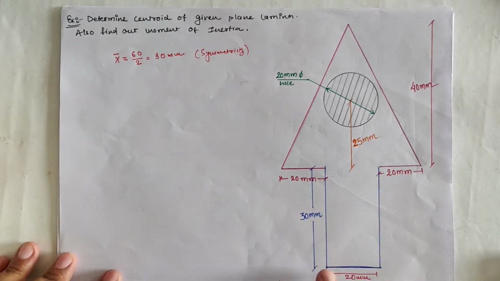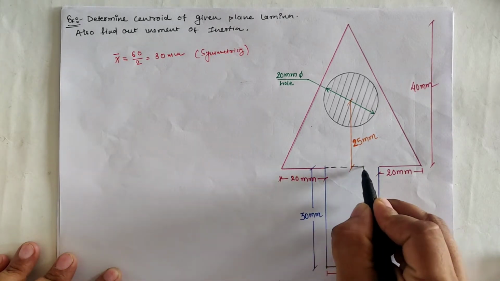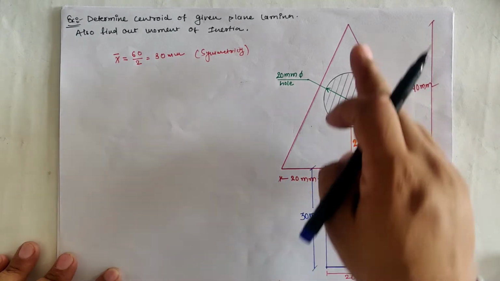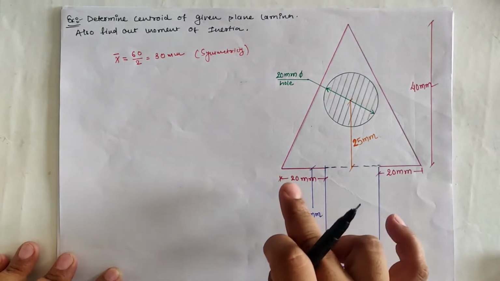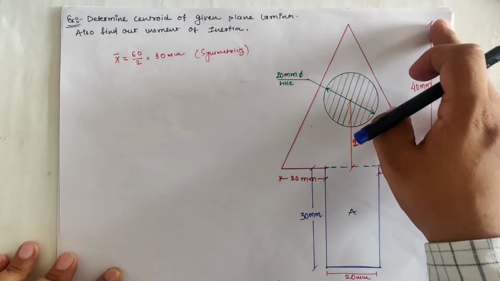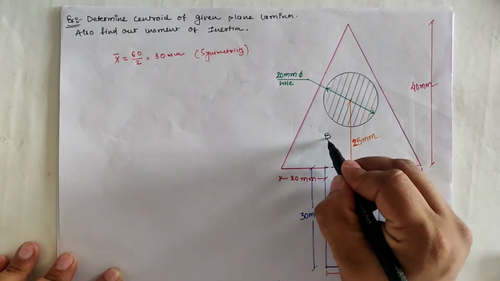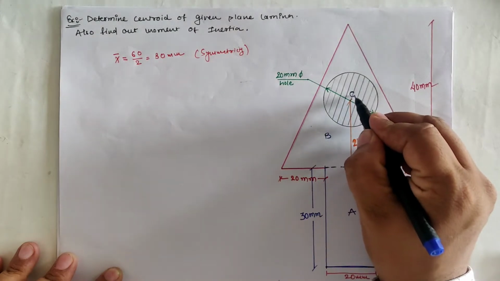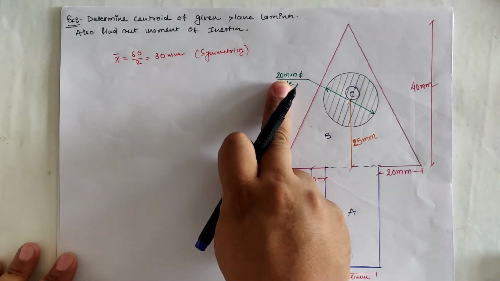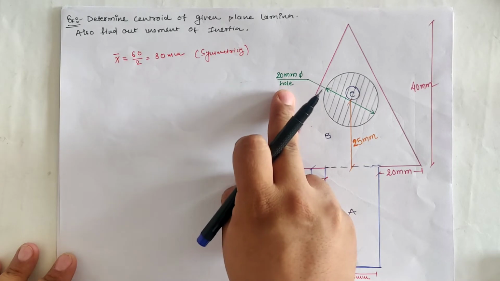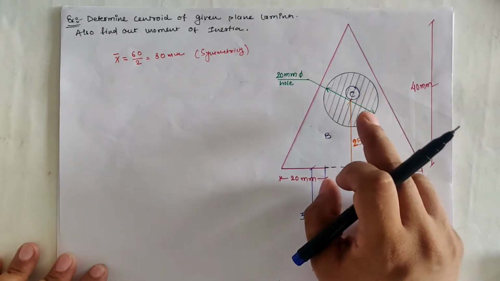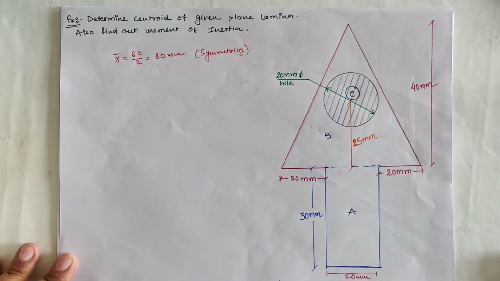So let us assume 20 mm width and height of 30 mm as one rectangular part, part A. Now the triangular part, having a total base width of 60 mm and height of 40 mm, is part B. And the circular part having a radius of 10 mm, as the 20 mm diameter hole is given, hence the radius is 10 mm, which is deducted from part B. So let us go ahead with the calculation of yi in the tabular part.